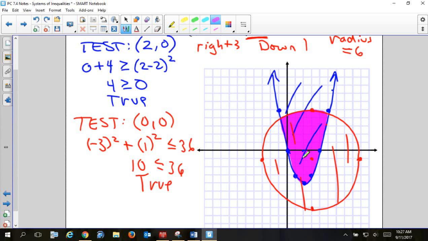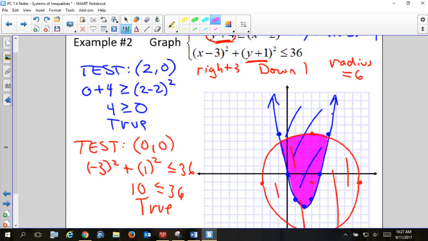You say you plugged in 0, 0? Yeah. I did 0 minus 3, which is negative 3 squared. Okay.